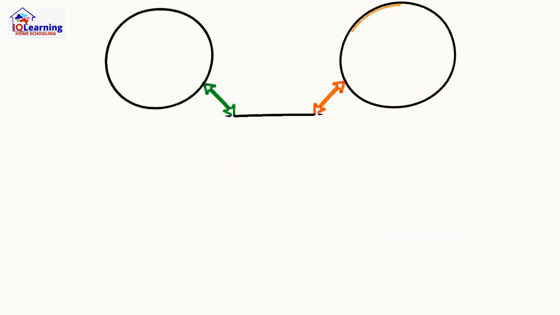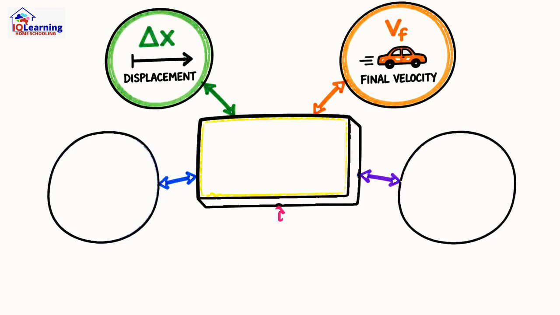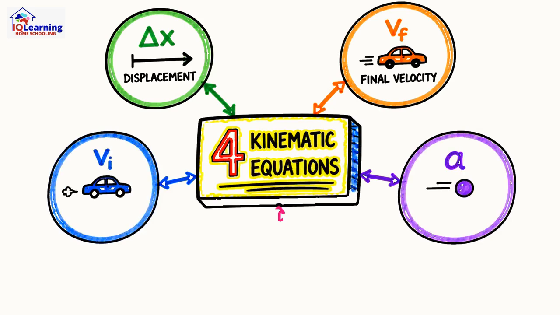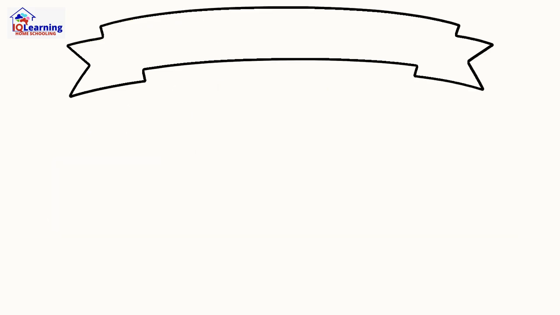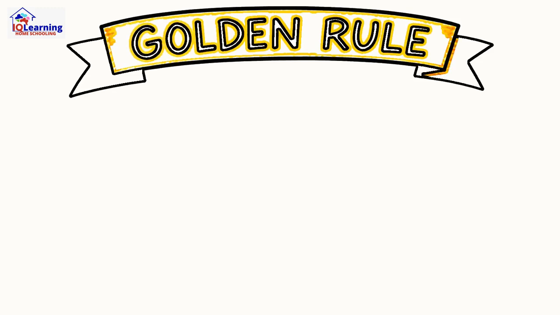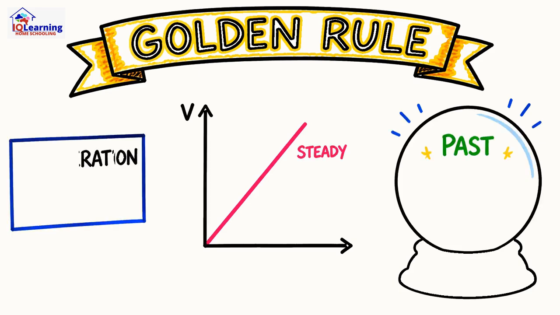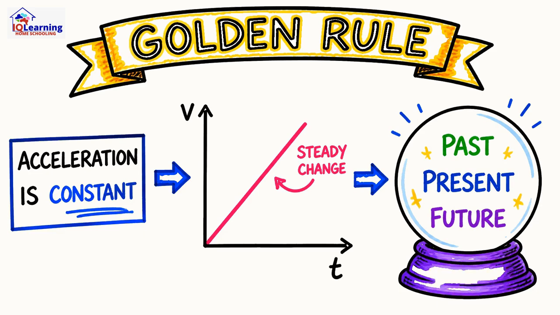The core of this toolkit is a set of 4 formulas known as the kinematic equations. Their magic lies in connecting 5 key variables: displacement, initial velocity, final velocity, acceleration, and time. But there's one golden rule. These equations only work when acceleration is constant. If an object's velocity is changing at a steady rate, these equations can predict its past, present, and future.